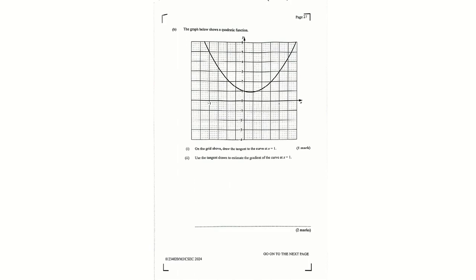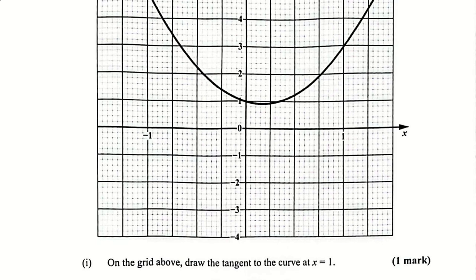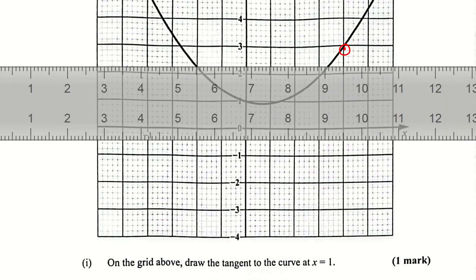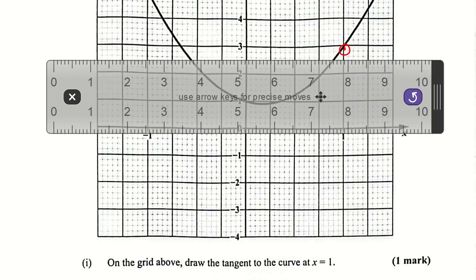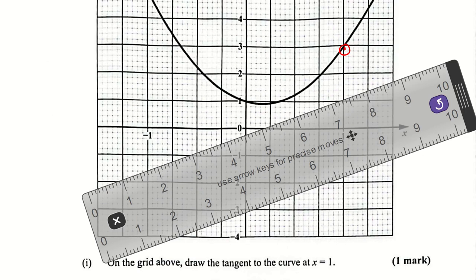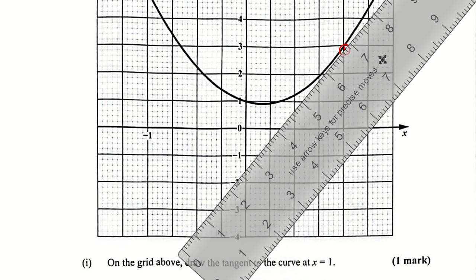Let's zoom in so you guys could see. At x is equal to 1, it is this point right here. So you need to draw now a line that is touching that curve. Now obviously you use your ruler, a clear ruler, and then you're going to twist, twist, twist, twist, twist. And you see how it's touching there?